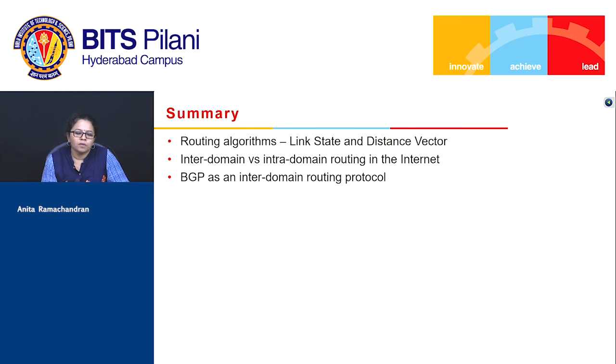So in this video, we briefly recapped link state algorithm versus distance vector algorithm. We looked at the difference between inter-domain and intra-domain routing in the internet. And we also introduced BGP4 as the inter-domain routing protocol, which is the most popular routing protocol for the internet.